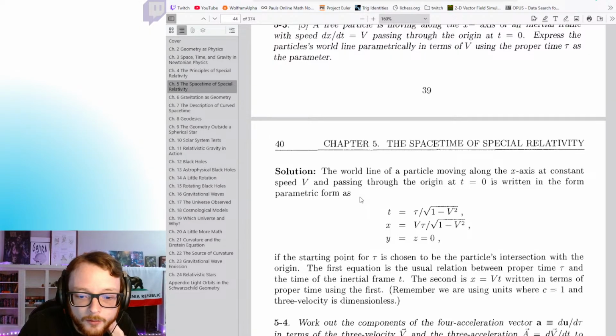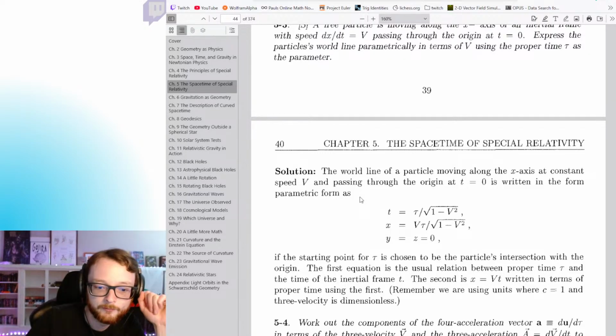I think it's the same thing, right? I was thinking of that as 1 over root 1 minus v squared. Yeah, it's the same thing. They didn't say how to actually get that. They just said what the answer is, which is a little annoying. Okay.